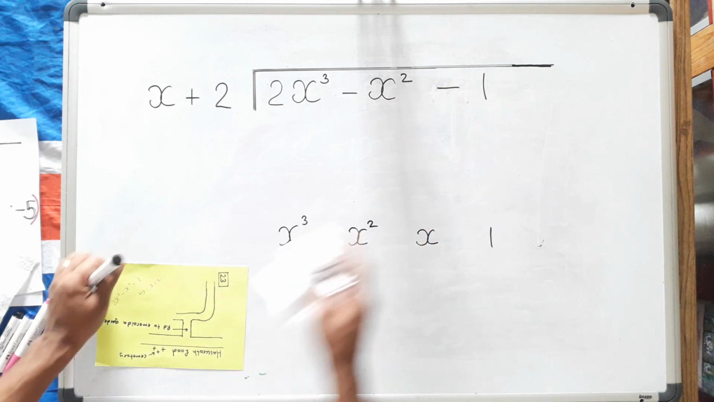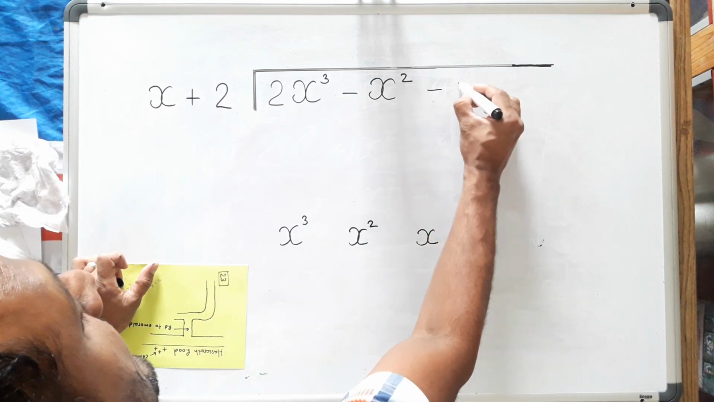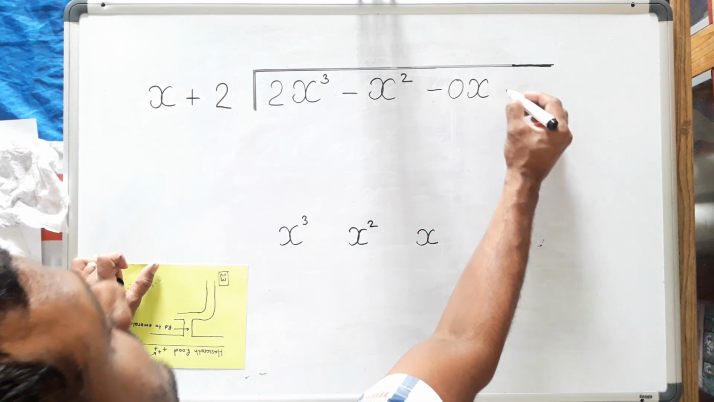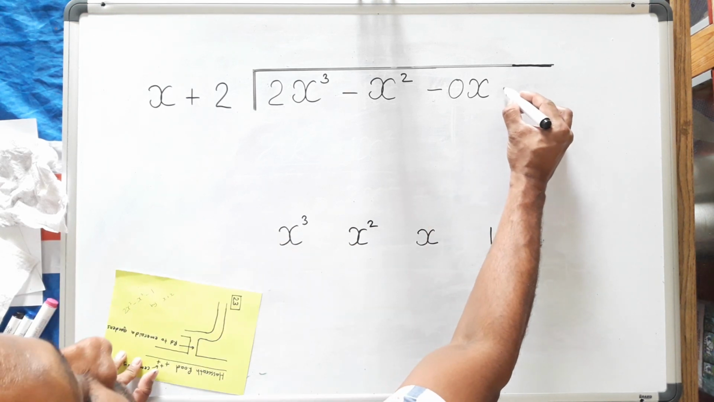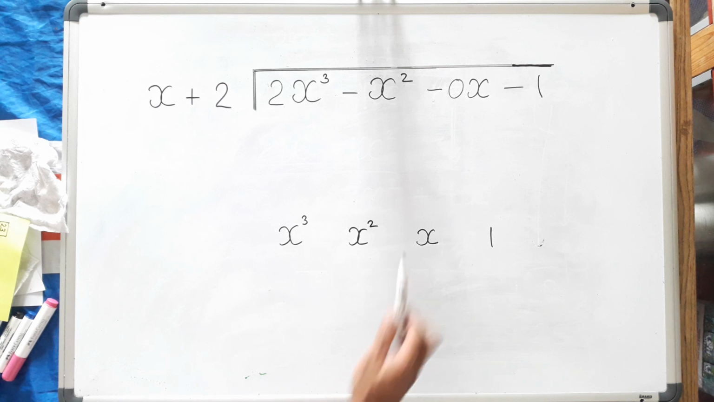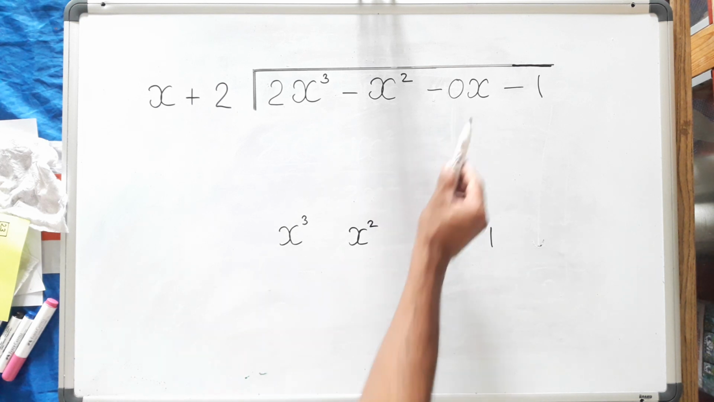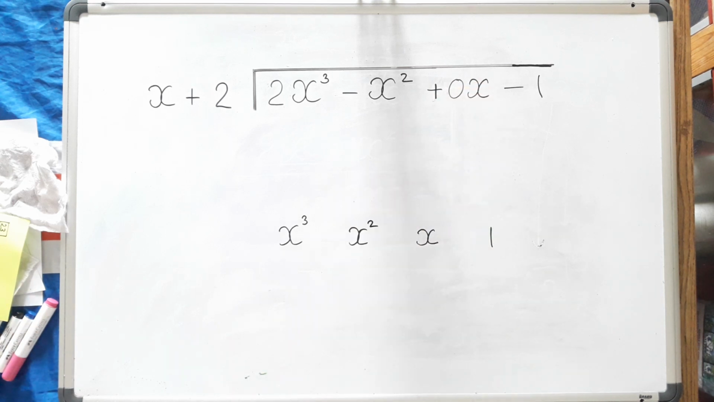So here's what you need to do. Erase that. Put minus 0x. And then put back the minus 1. Okay? This procedure will not work unless you have an x here. And since there is no x, we call it 0x. Let's put a positive 0x. It doesn't matter if it's positive 0x or negative 0x. I prefer to see the positive.